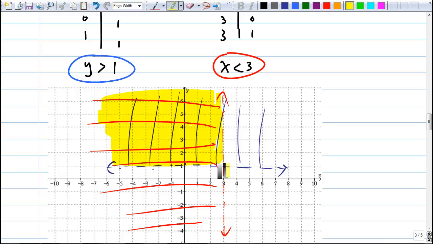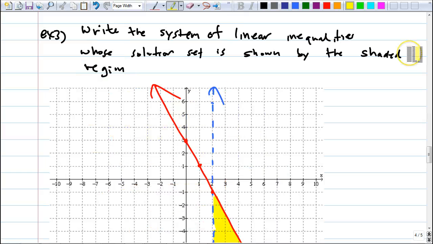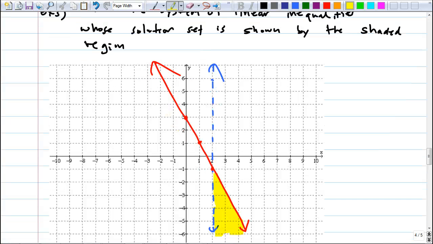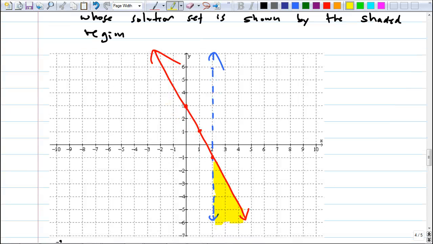They ask you then, give me the inequalities that you get from the graph. But it's not easy. It's not that hard. It's easy. Here we go. It says, write the system of linear inequalities whose solution set is shown below. So here, in the shaded region. There you go. So it's kind of doing it backwards.